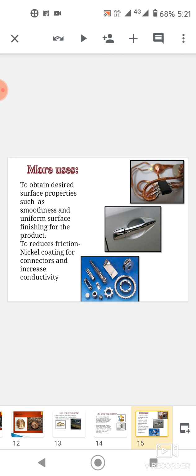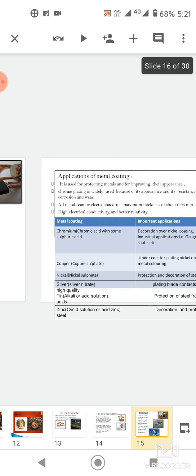More uses: copper wires, automobiles, vehicles, car doors, door locks, and automobile parts, to obtain desired surface properties such as smoothness and uniform surface finishing for the product. To reduce friction, nickel coating for connectors and to increase conductivity.